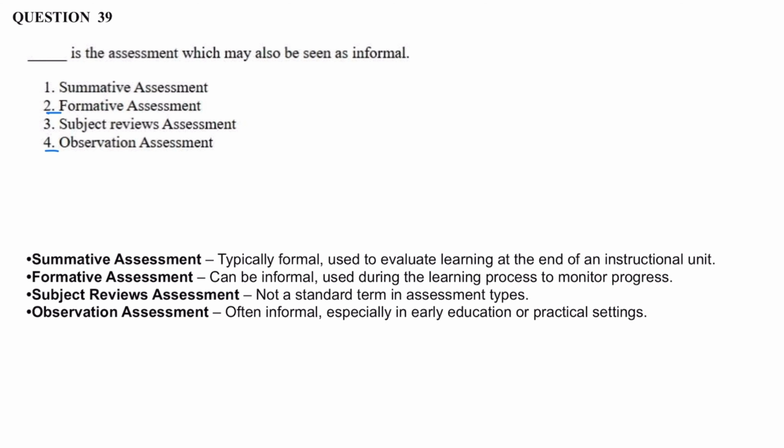Question number 39. Dash is assessment which can be seen as informal. Summative assessment is typically formal, used to evaluate the learning at the end of an instructional unit. Formative assessment is informal, used during the learning process to monitor the progress. Subject reviews assessment is not a standard term in assessment types. Observation assessment is also informal, especially in early education or practitioner settings. Here the correct answers are formative assessment as well as observation assessment. Both 2 and 4 are correct.